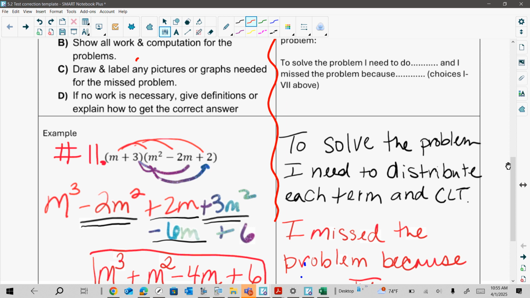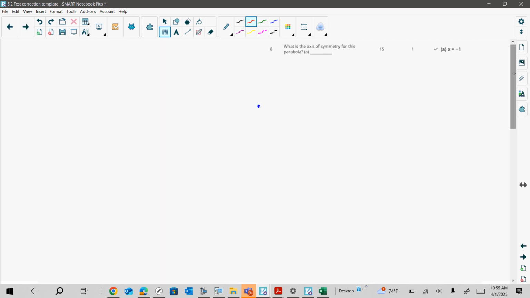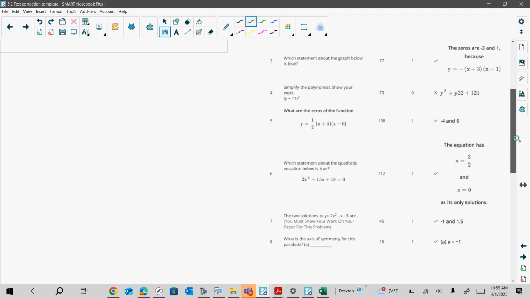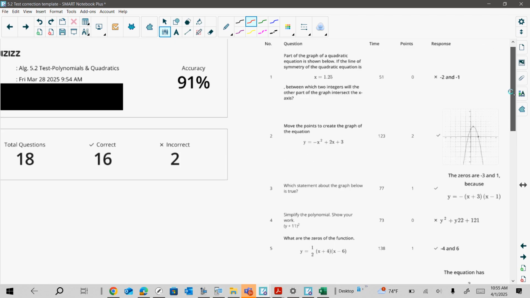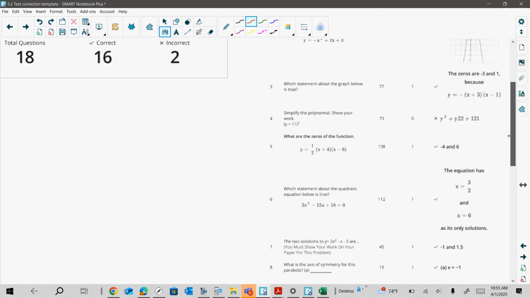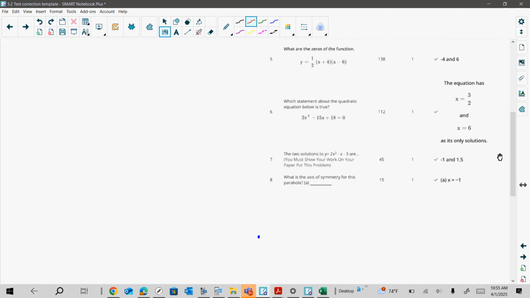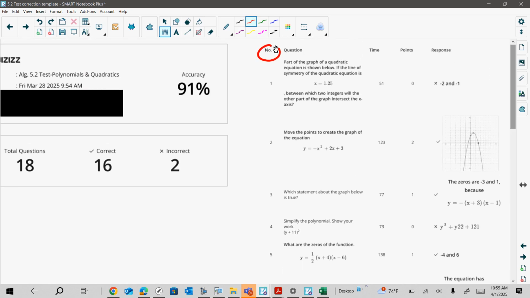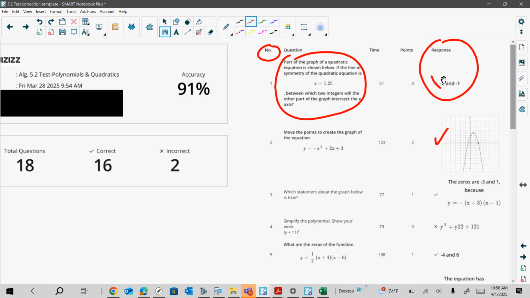Okay, so what you can do is look on your report. I think it was number 11, and I don't have it on this one for this example. So your report, remember, to the left here is the number of the question, then it gives you the question, and then over here is your response. If you have a check, that means you did it right. If you have an X, that means you did it wrong. So in this example, I don't have this question.